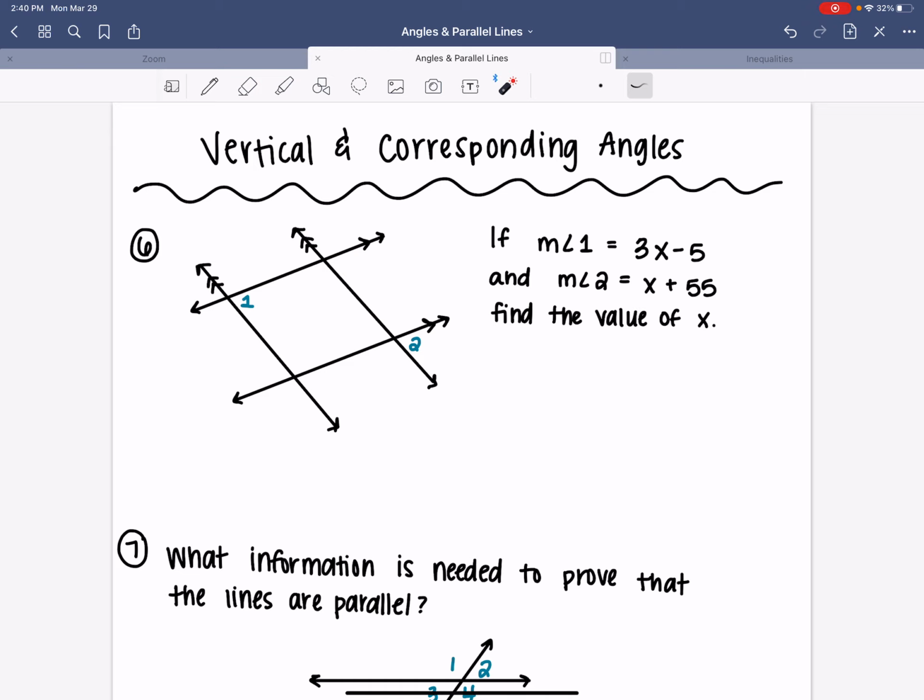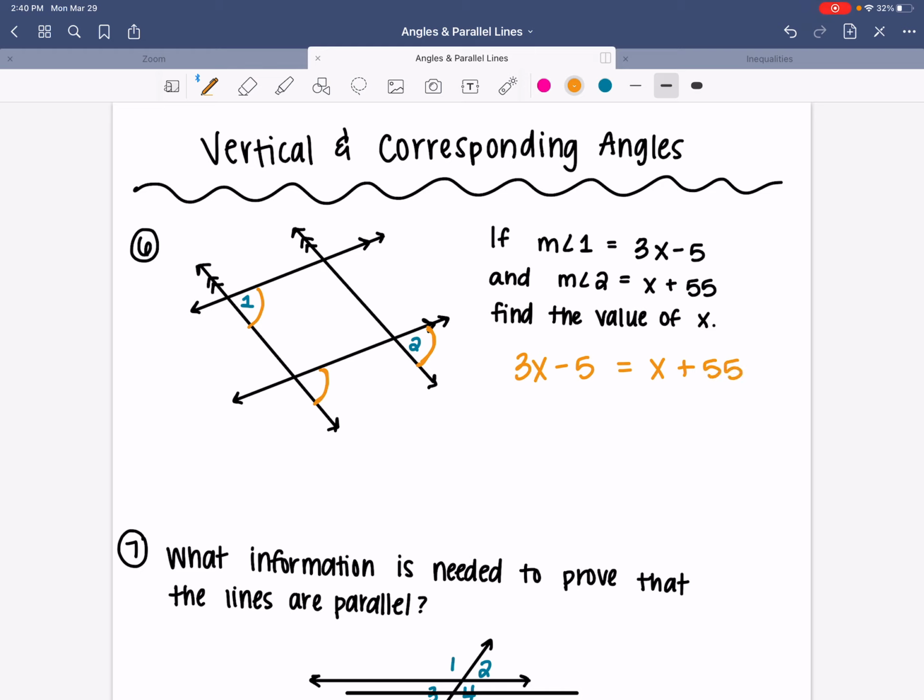So what that means is that we can use corresponding angles to map angle 1 onto angle 2 to figure out how they are related. So if we have angle 1, that would correspond to this angle, and that actually would also correspond to this angle. Okay, so if you think about that intersection, this one aligns with this one, which aligns with this one. So essentially what we have here is that angle 1 is equal to angle 2. So 3x minus 5 equals x plus 55.